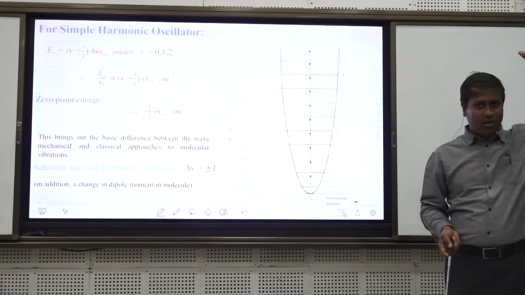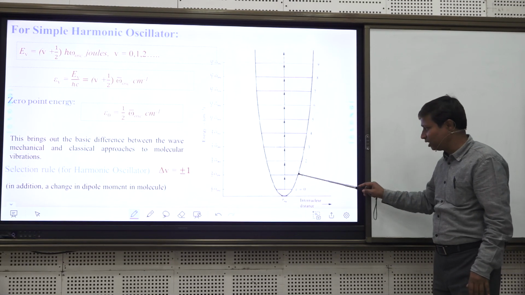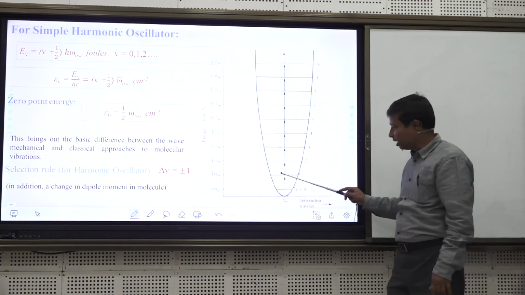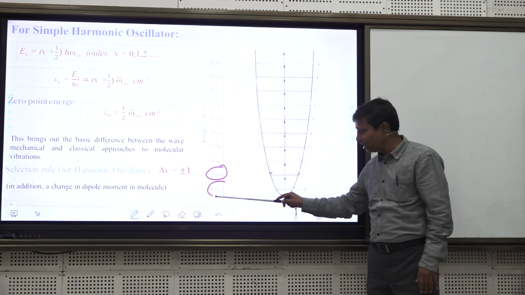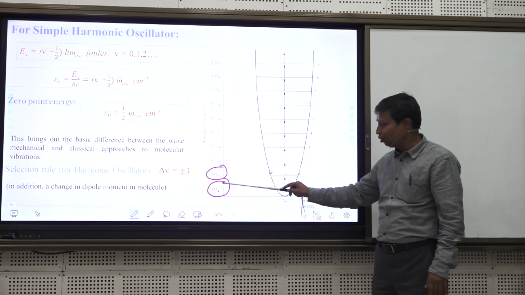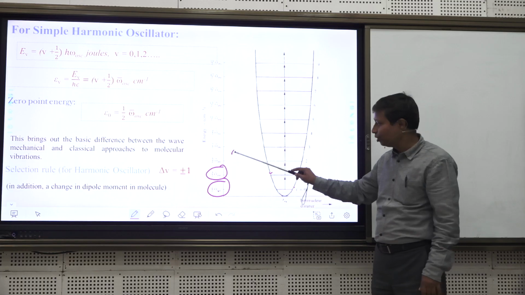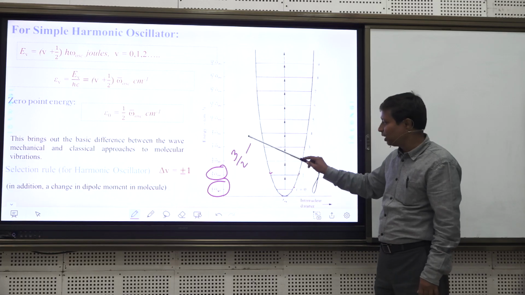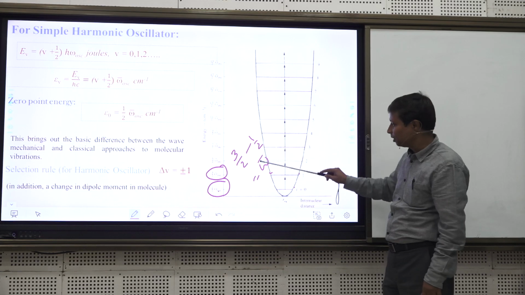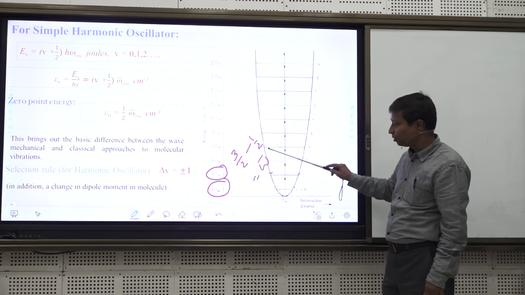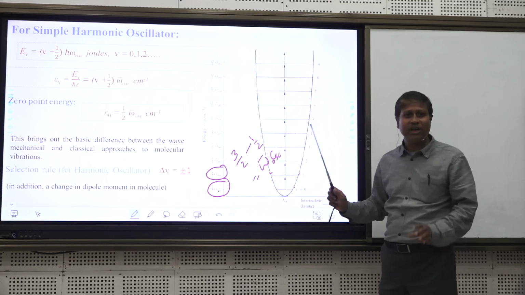And now where will the band come? The band will come at final energy level minus initial energy level. This energy level is 3/2 omega OSC minus 1/2 omega OSC. So what is the value? 3/2 minus 1/2, omega OSC. Okay? So we can expect one band.